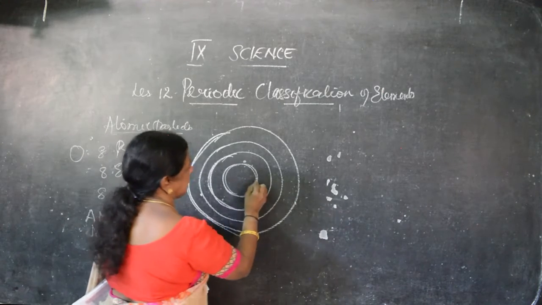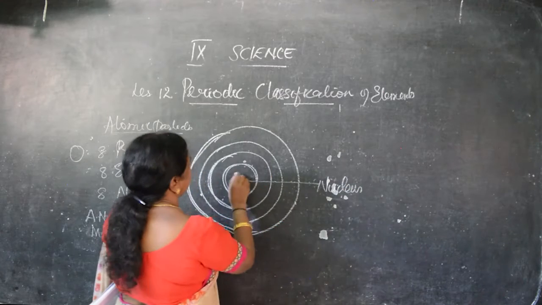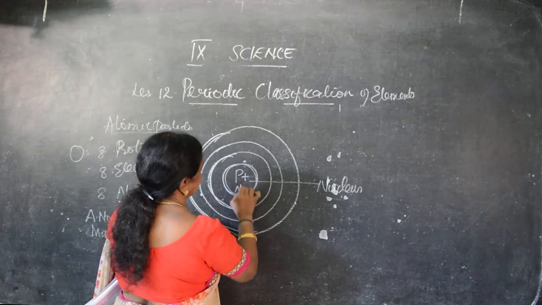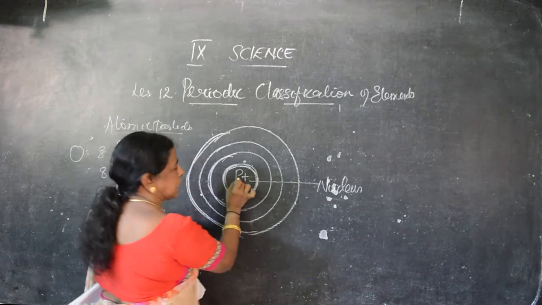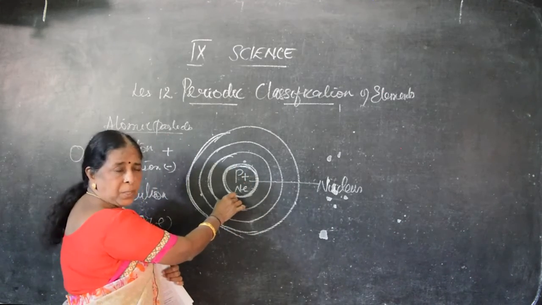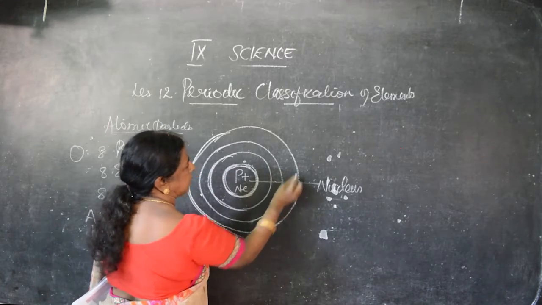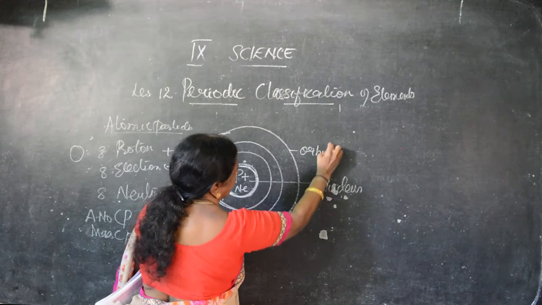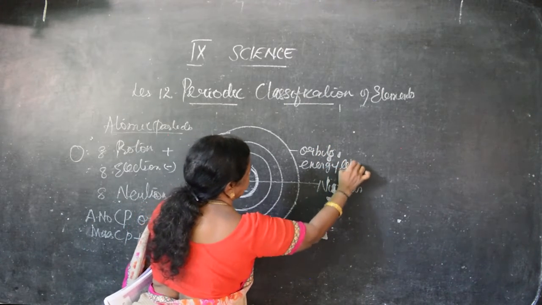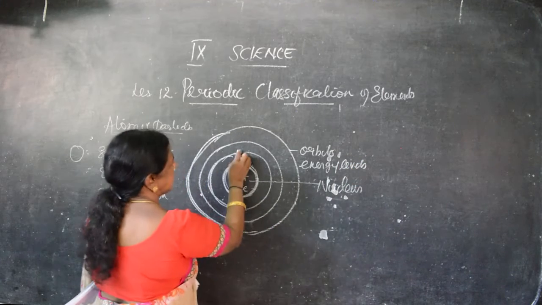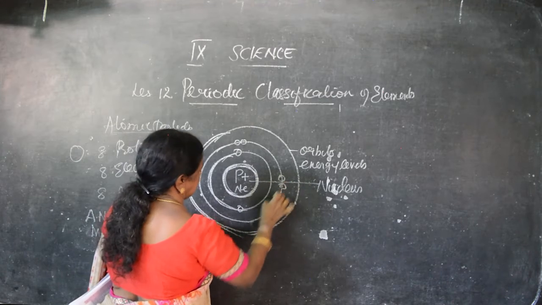This is what I say, nucleus. Around the nucleus we can see the proton and neutron. Proton is positively charged, so the nucleus is also positively charged only. Around it, they are known as orbits or energy levels. Because electrons revolve around this, they are known as energy levels. Protons are inside the nucleus. Electrons are arranged here.